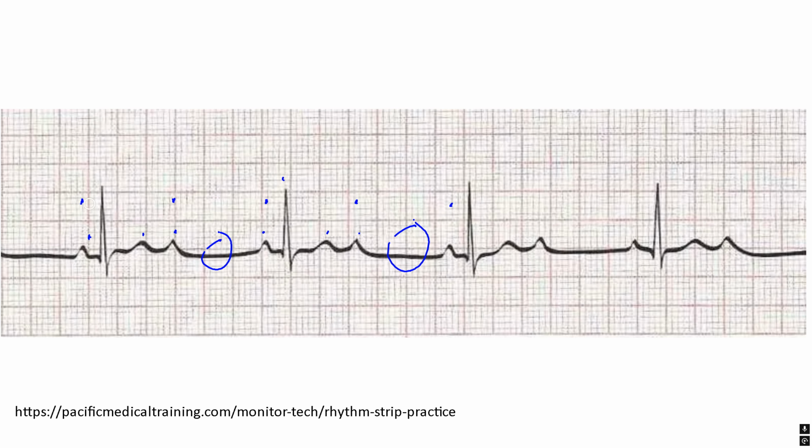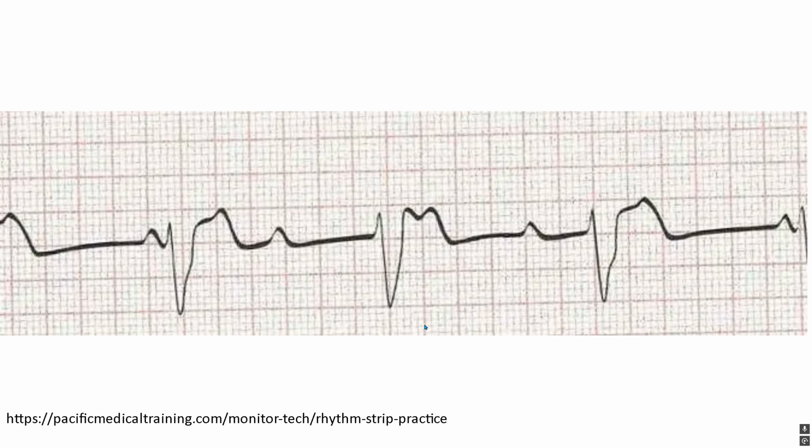The P to P interval is not changing. Now let's look at the PR interval, okay? PR interval, PR interval, PR interval, PR interval. It's not changing, okay? So now we have a second degree type 2 AV nodal block, all right?